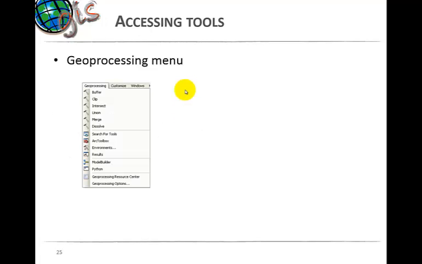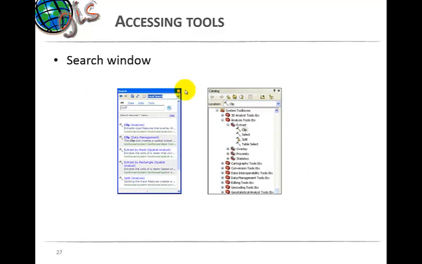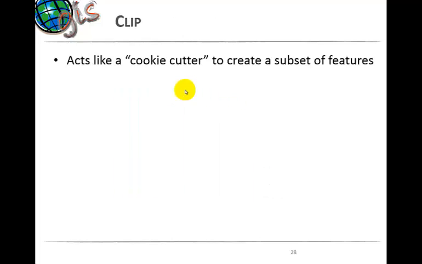So accessing tools is a critical part of actually running the tools, because you need to find them first. Some of the most common geoprocessing tools are available from the geoprocessing menu. We'll see where they are, and then they are available from the ArcToolbox. You can also search for them by accessing the tools via the search window. We'll see how that's done.